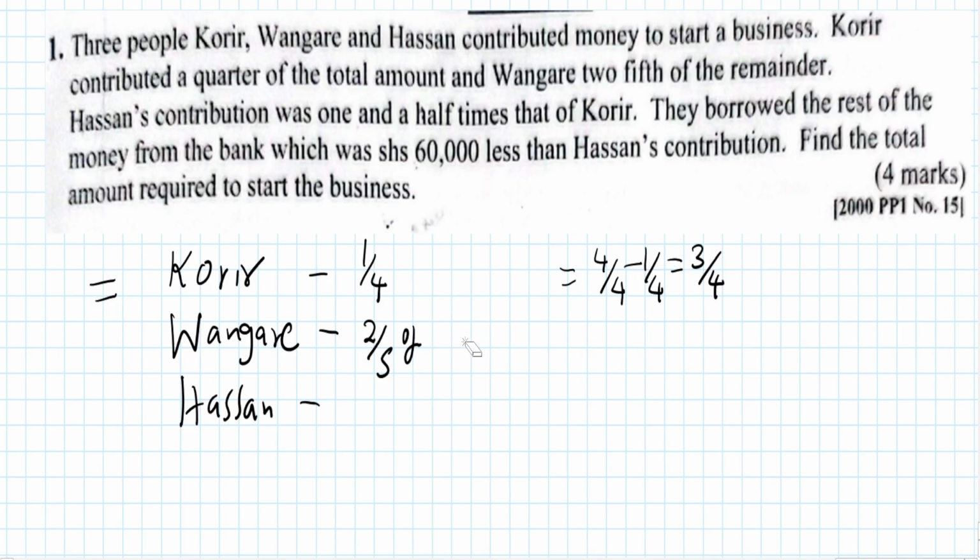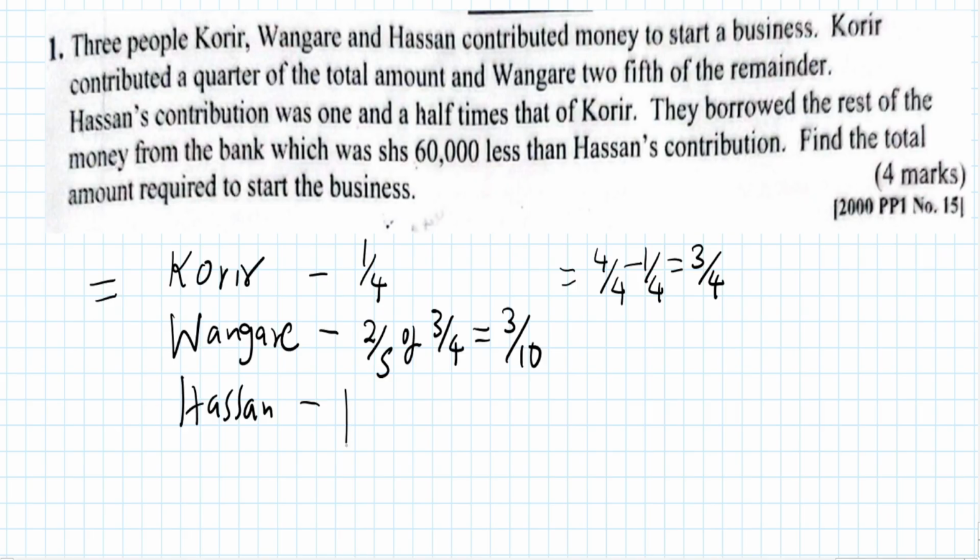So 2/5 of the remainder, which is 2/5 times or of 3/4, is going to give us 6/20. When simplified, is going to be 3/10. So that is the answer for Wangari. And now, okay, Korir, to finish that, Hassan's contribution was 1.5 times that of Korir.